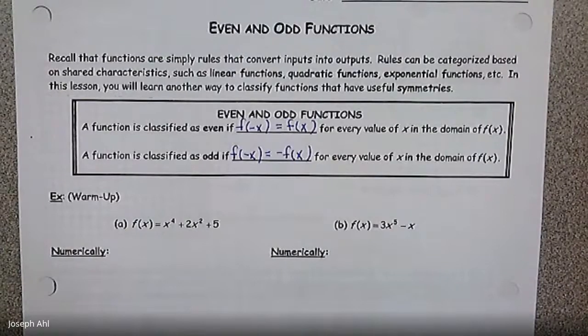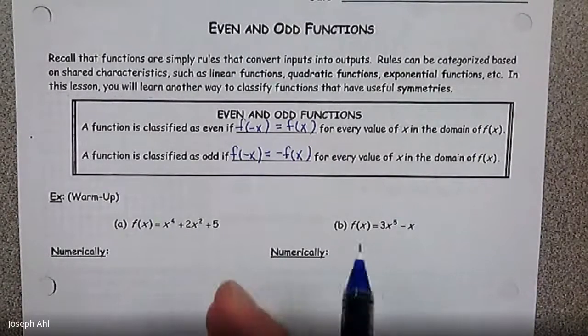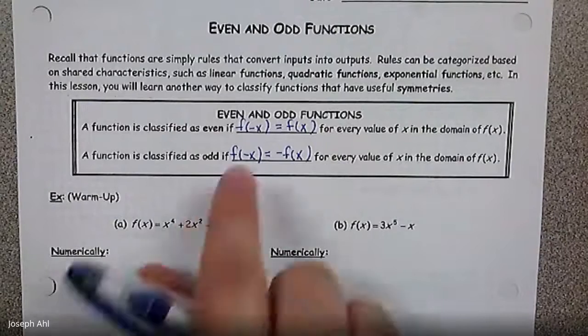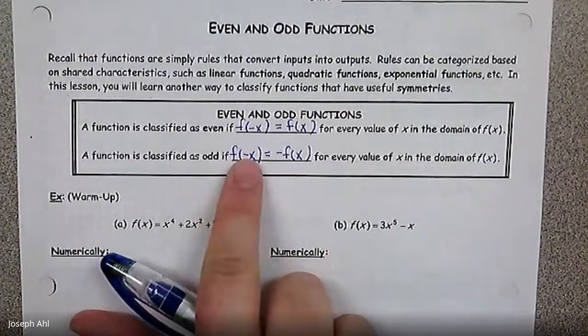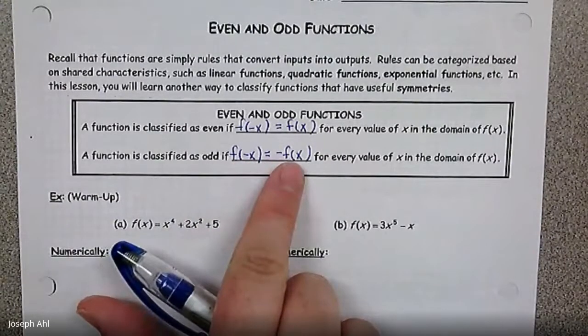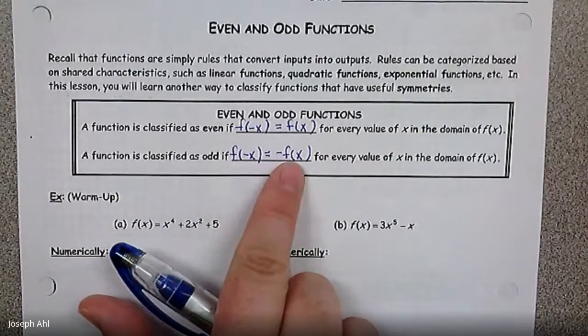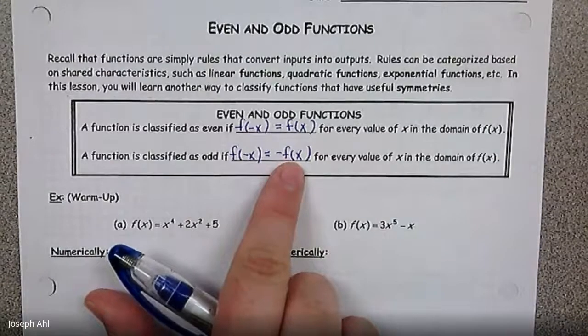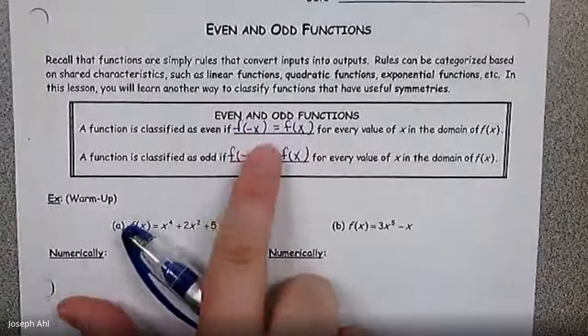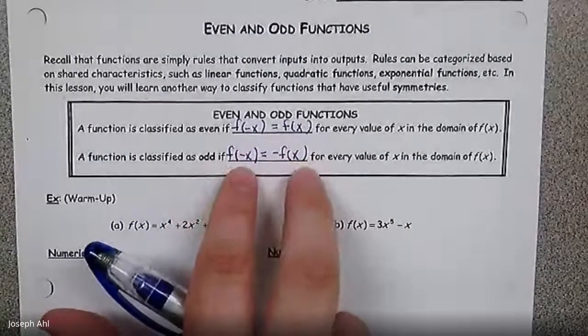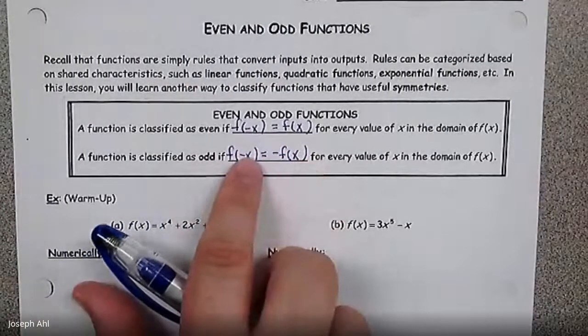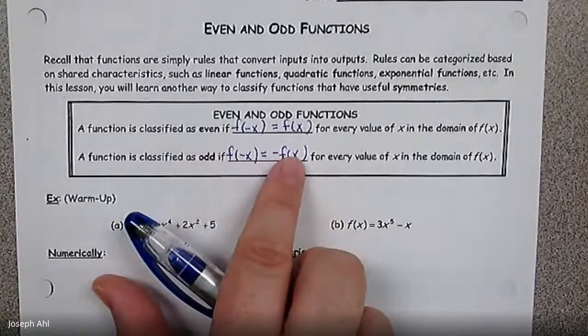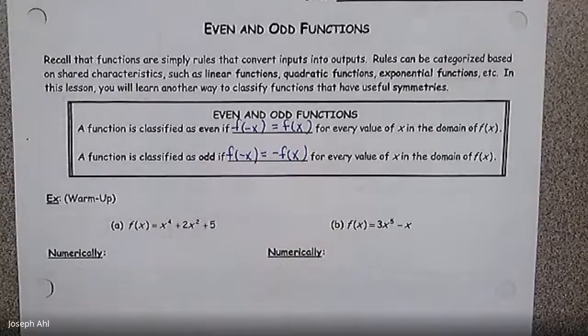And basically the correspondence here is that if you were to plug in an x value and have a y value on the graph, that should correspond with the same negative x and negative y value on the graph. So for even, x and negative x produce the same y value, but for odd, it's that x, y point would have to correspond with negative x and negative y in order for us to be an odd function.